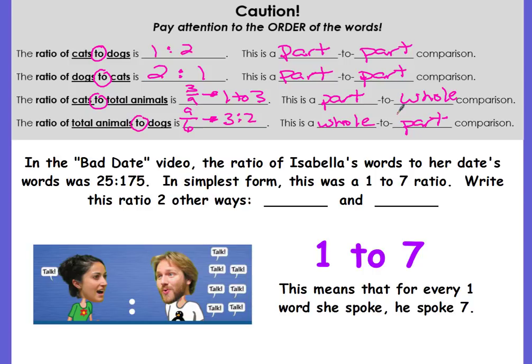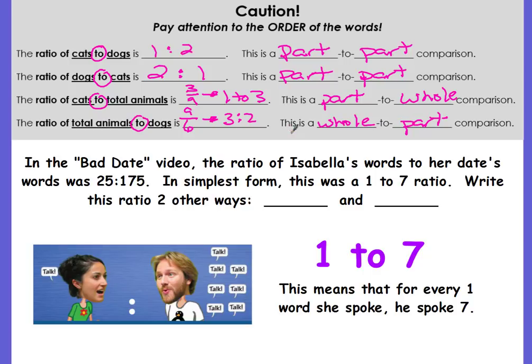So let's go back and revisit the Bad Date Math Snacks video that we watched, and see how the ratios apply. In the Bad Date video, the ratio of Isabella's words to her date's words was 25 to 175. In simplest form, this was a 1:7 ratio. So how can we write this two other ways?